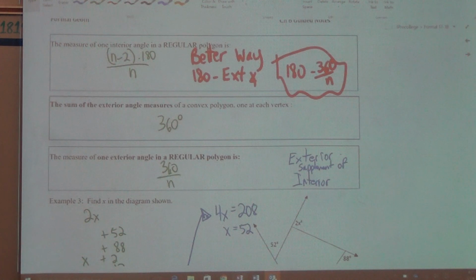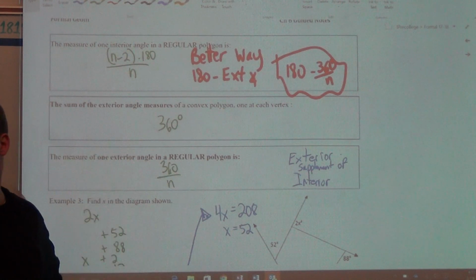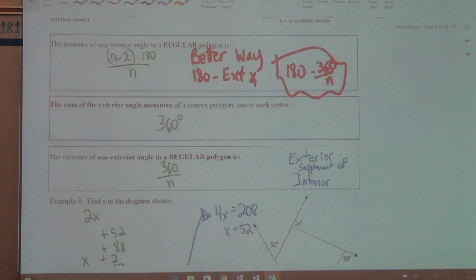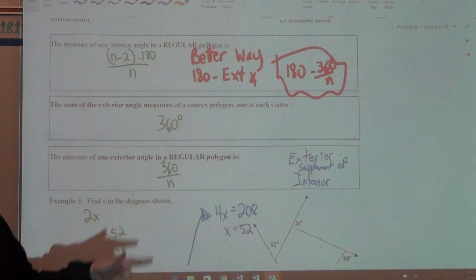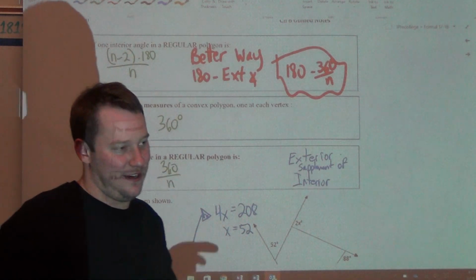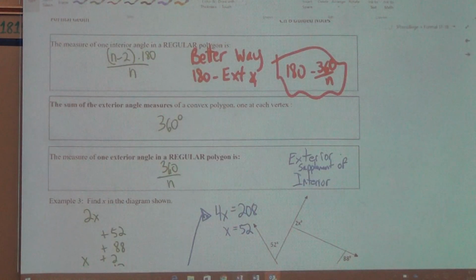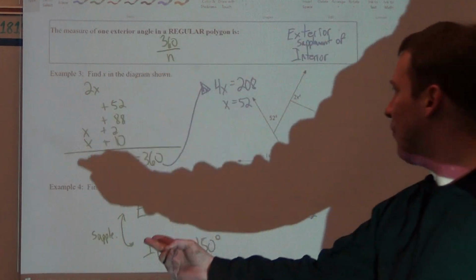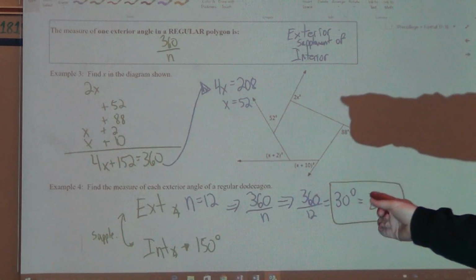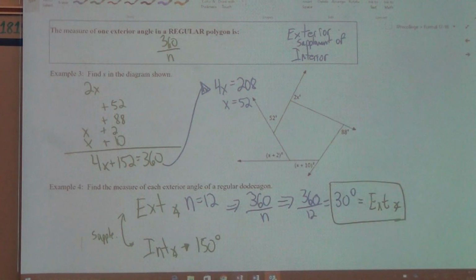The sum of the measures of the exterior angles of a convex polygon is 360 degrees. And the measure of one exterior angle in a regular polygon is 360 over n. It's the sum, 360, divided by the number of exterior angles. For example 3, you would add up all these values to equal 360. So we're looking at all 5 exterior angles here.